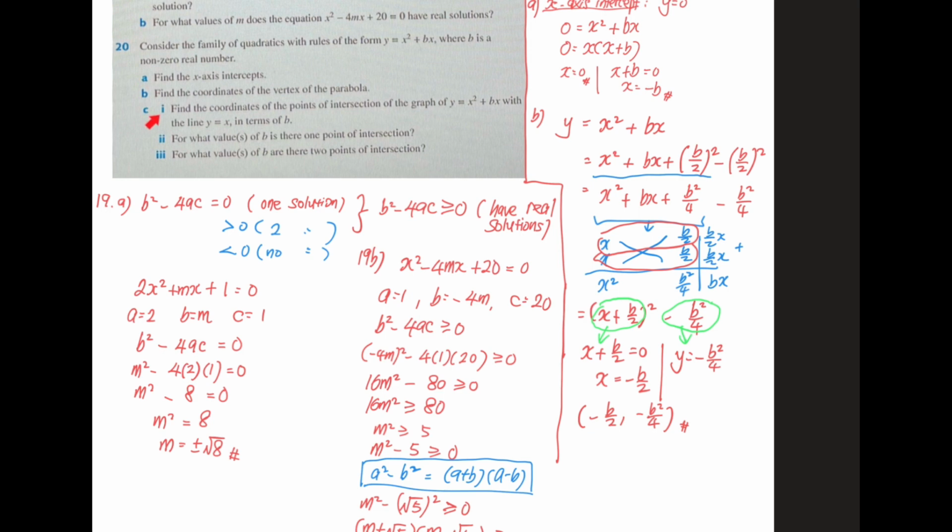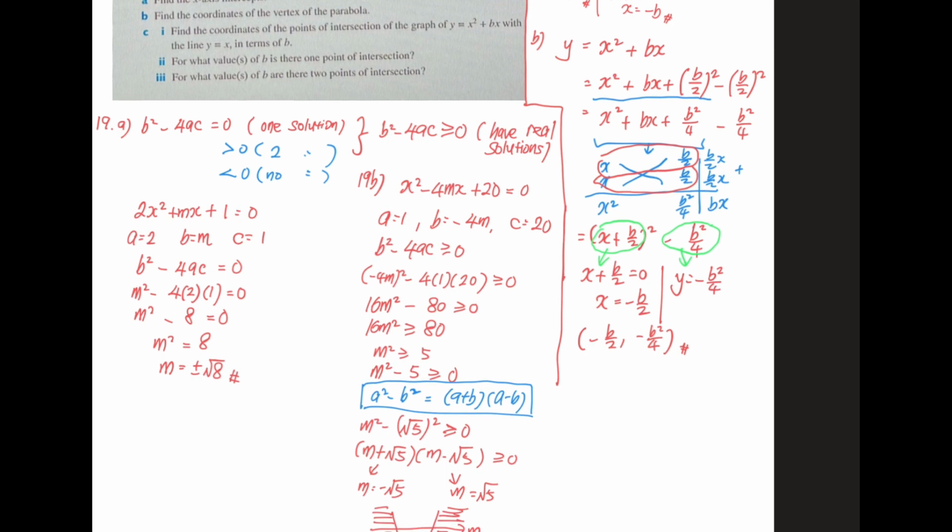Now we look at C, part 1. Find the coordinates of the point of intersection of the graph of y equal to x squared plus bx with the line y equal to x, in terms of b. So we have to find the point of intersection.